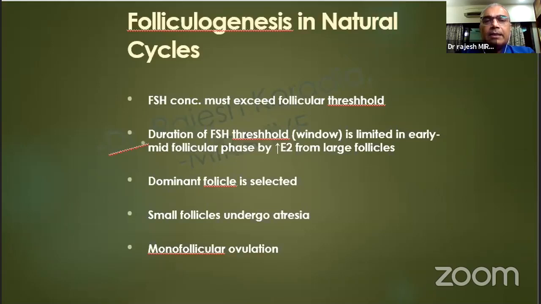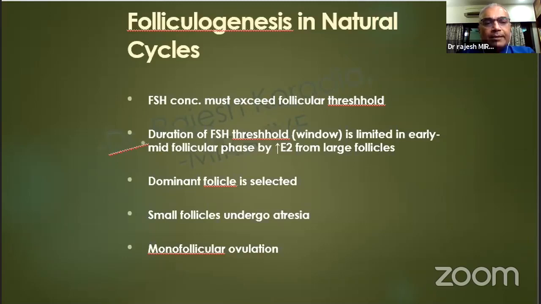What happens under the FSH secretion at the early part of folliculogenesis in the natural cycle: the follicle which is selected, which is ready to grow, has the highest FSH receptor density and lowest threshold. This follicle starts growing and becomes dominant. Once it crosses 9 to 10 millimeter, it starts secreting estrogen. This estrogen, by negative feedback mechanism, suppresses the pituitary, and the pituitary reduces the secretion of FSH. This is how the dominant follicle is selected. Because of the reduction in FSH, the small follicles, which have a lower number of FSH receptors, undergo atresia. And this is how monofollicular ovulation occurs.